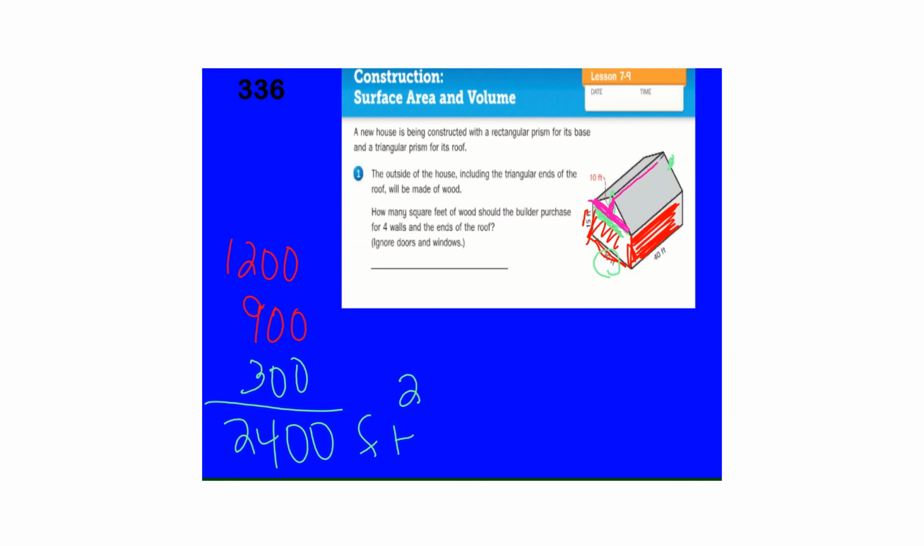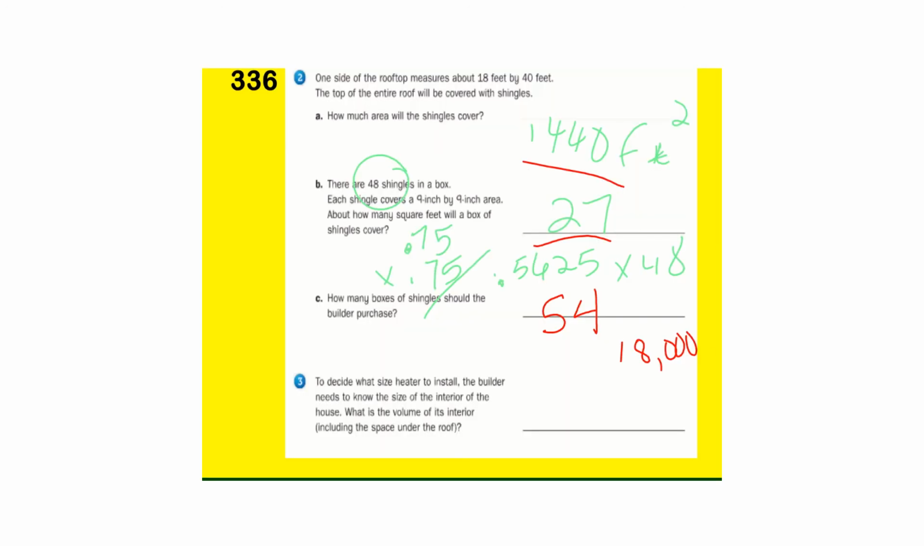So basically if I take 15 by 10, I get 150. Take that times 40. So 150 times 40 is 6,000. So I had 18,000. And if I add the 6,000 for the roof, we have 24,000 cubic feet.